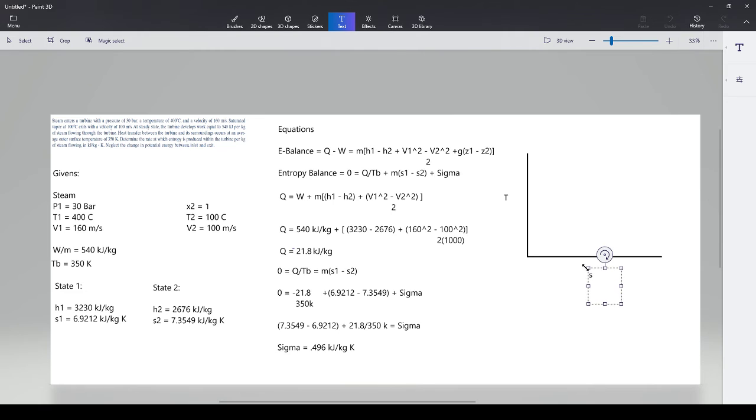So we have T, and now over here we will have S. So now, for this section, what we are doing is we are working on a turbine. So let's go ahead and draw this little part out. I'll do this as best I can. Okay, so our first thing that it gave us was a pressure of 30 bar. So I'm going to draw the line of constant pressure.